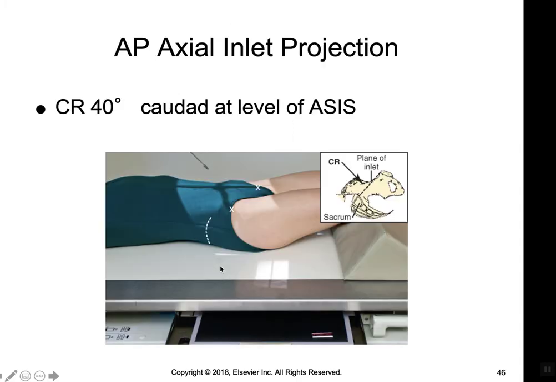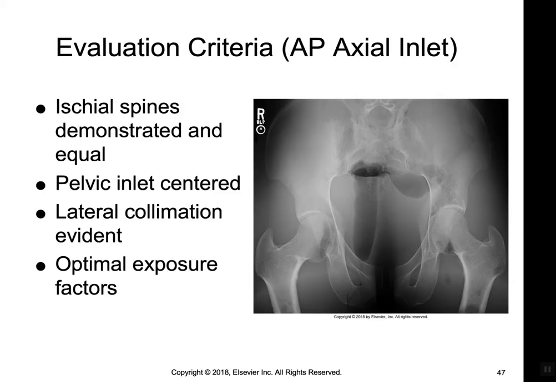Next, you have the AP axial inlet projection. The CR is 40 degrees caudal at the level of the ASIS. And what will you see? Ischial spines demonstrated and equal, pelvic inlet centered, lateral collimation evident, using optimal exposure factors.